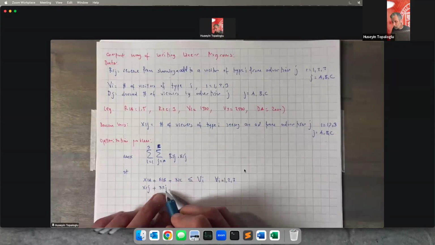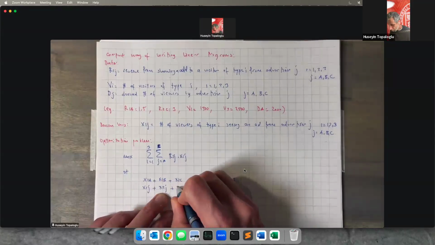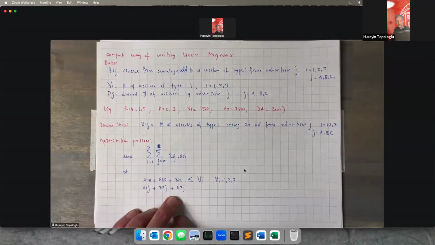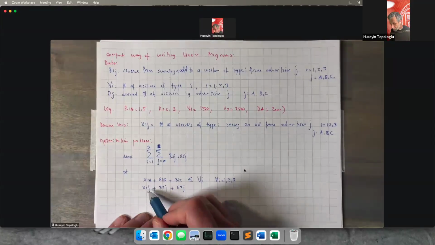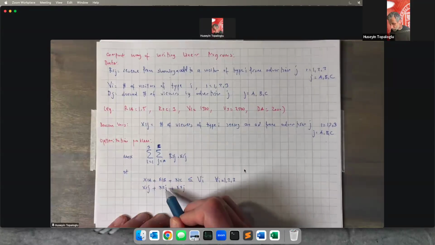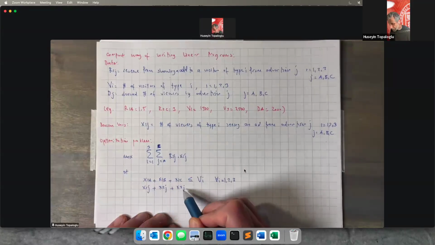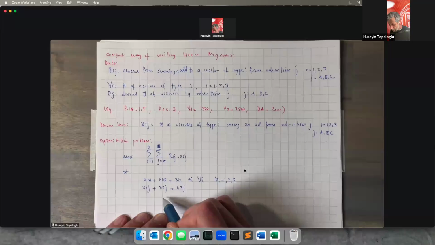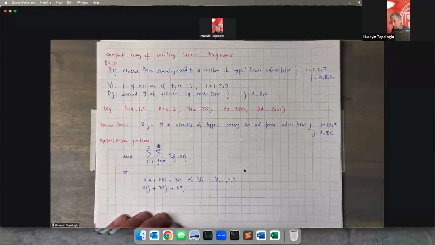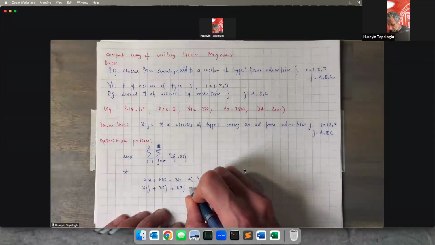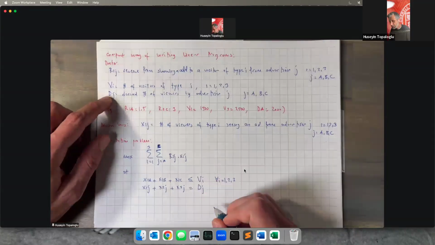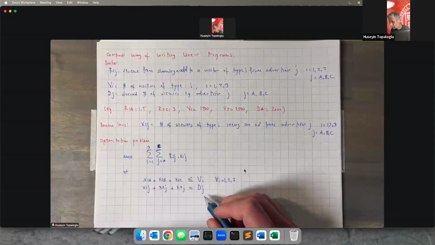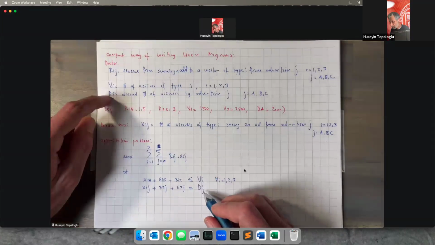X2J is the number of viewers of type 2 that advertiser J is getting. X3J is the number of viewers of type 3 that advertiser J is getting. So this is the number of visitors of type 1, type 2, and type 3 that advertiser J is getting. The total number of visitors of any type that advertiser J is getting should be equal to the desired number of viewers by advertiser J.